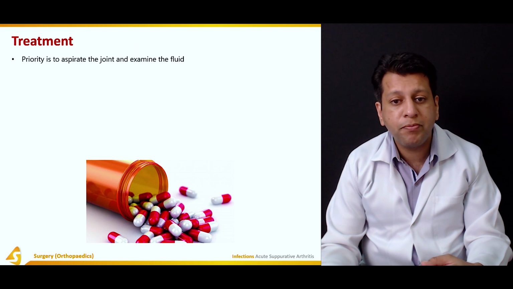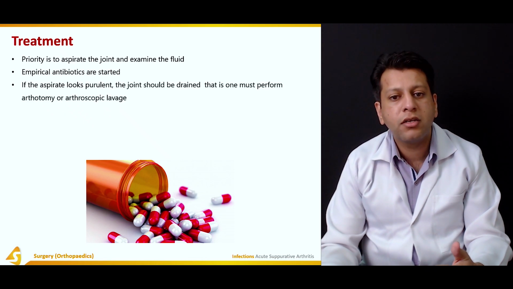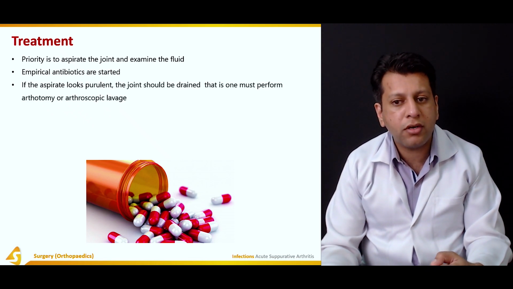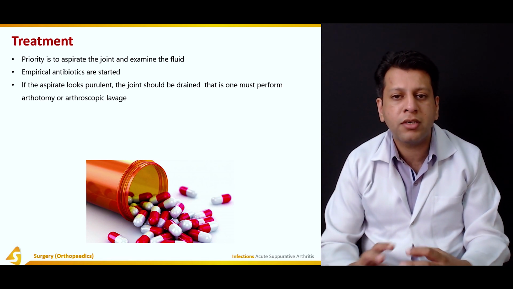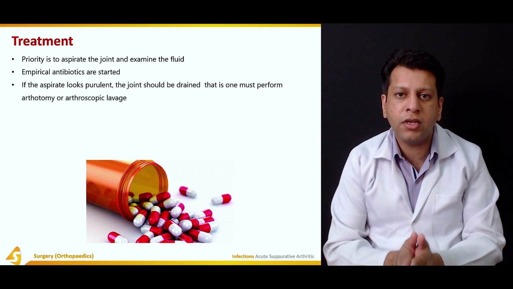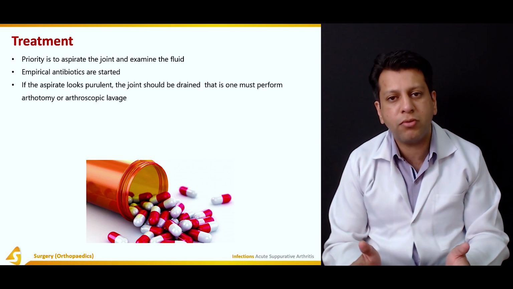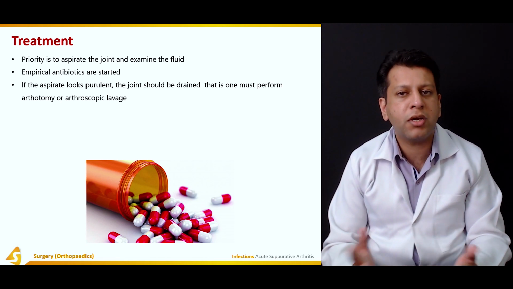Coming to the treatment, the priority is to aspirate the joint and examine the fluid. Empirical antibiotics are started. If the aspirate looks purulent, the joint should be drained. That is one form, arthrotomy or arthroscopic lavage. The rule is if pus is there, you have to drain the pus either by open arthrotomy, by medial or lateral parapatellar approaches, or by arthroscopic lavage.